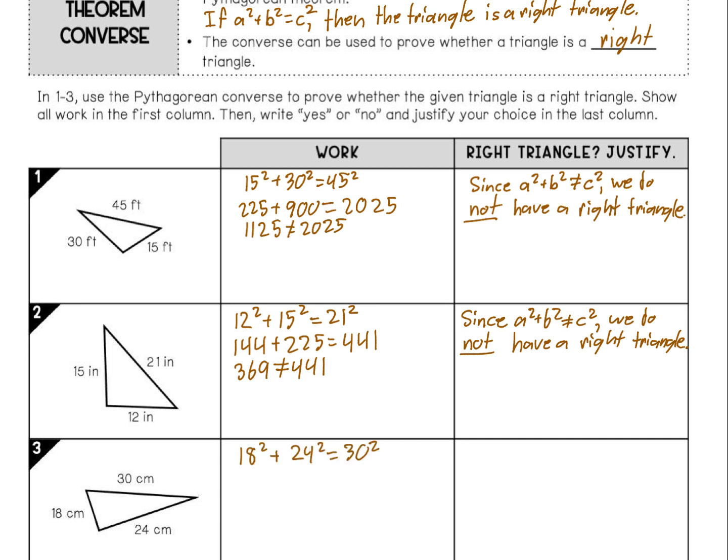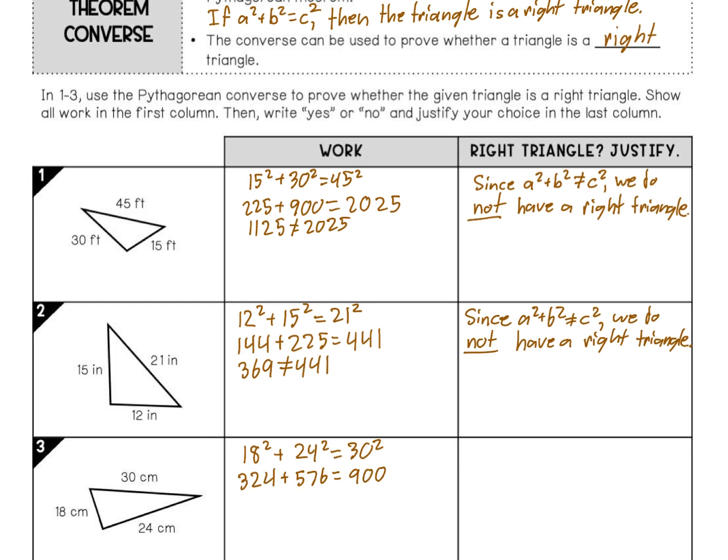You should have put 30 on the side by itself. Squaring all the numbers, we get 324 plus 576 is equal to 900. Since the sum is indeed 900, this is true. In this case, since a squared plus b squared does indeed equal c squared, we do have a right triangle.